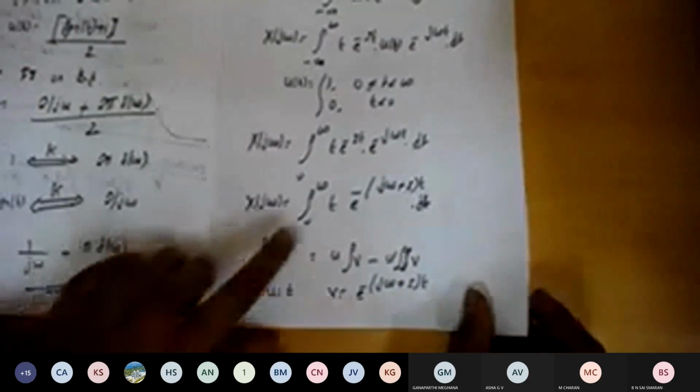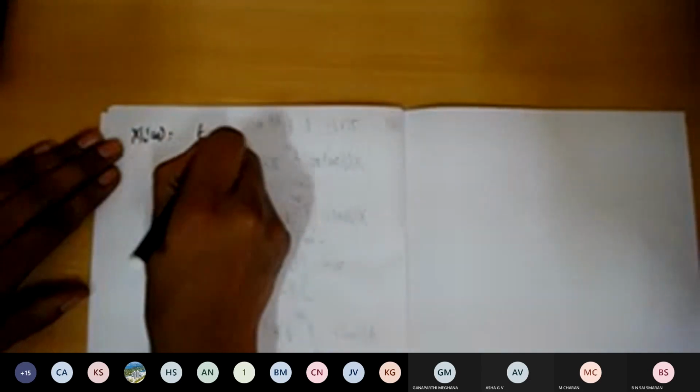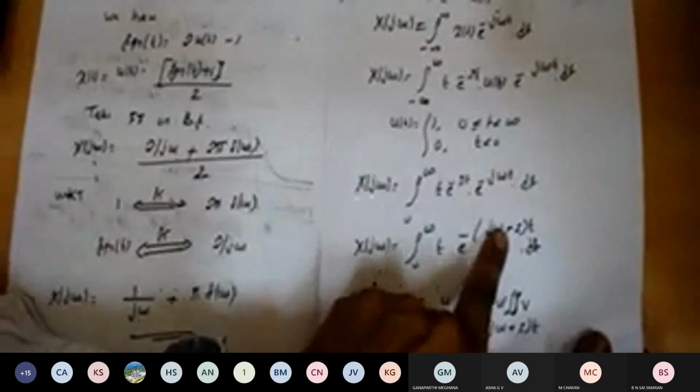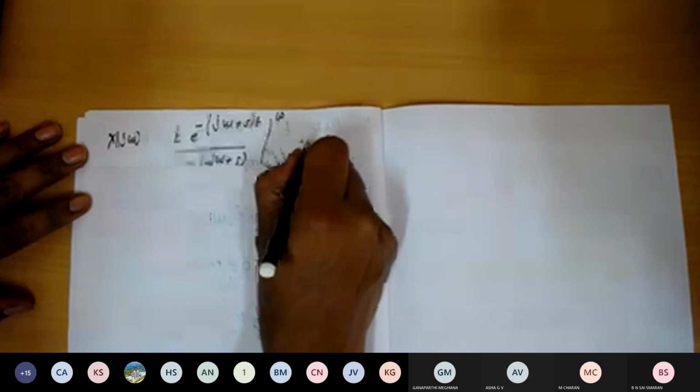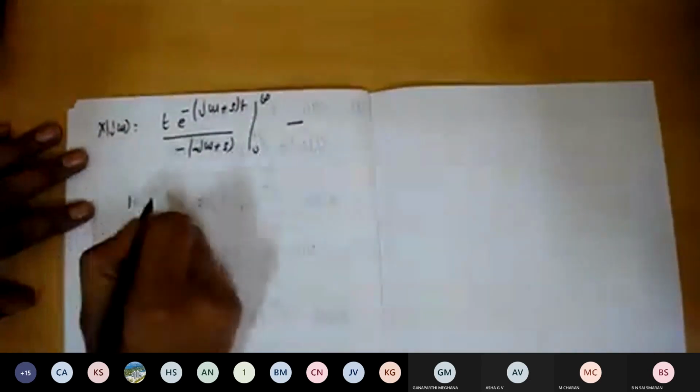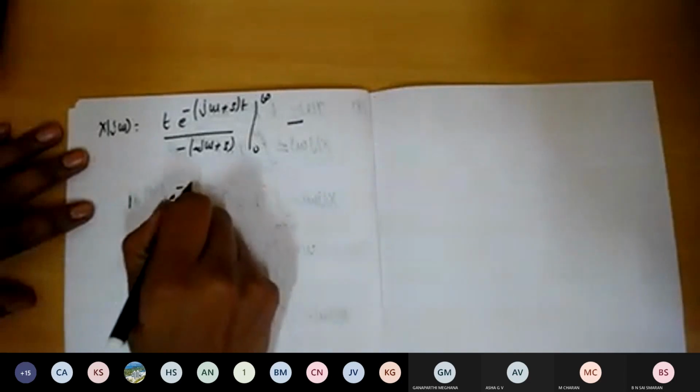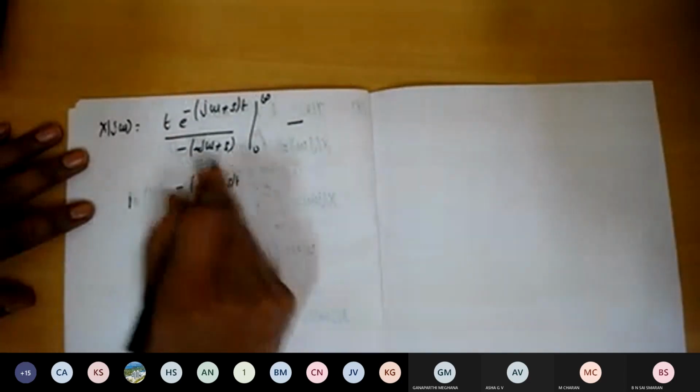Okay, so let us integrate. The first part of X(jω) is t times the integral of e^(-(jω+3)t). Since the integral of e^(ax) is e^(ax)/a, it becomes t e^(-(jω+3)t) divided by minus (jω+3), with limits from 0 to infinity, minus the derivative of t, which is 1, times the two-times integration of e^(-(jω+3)t).